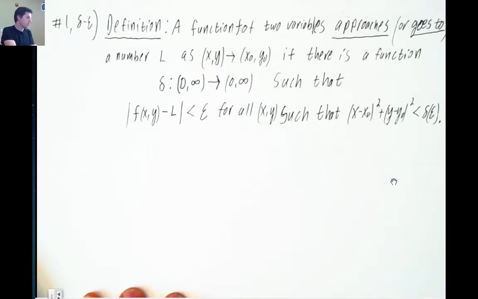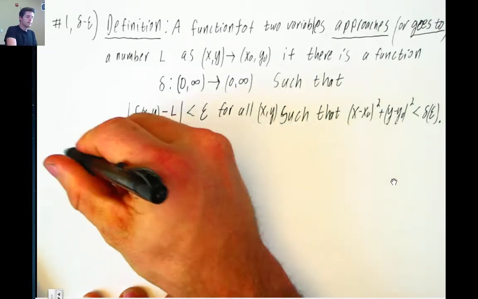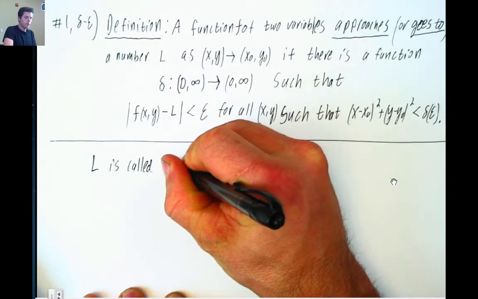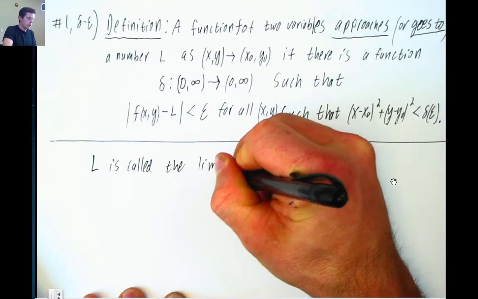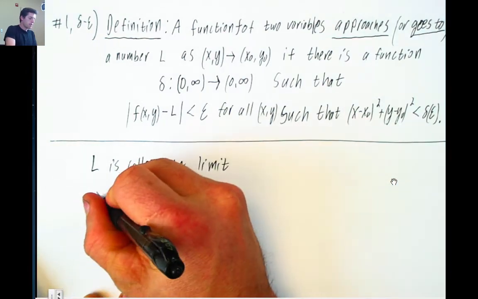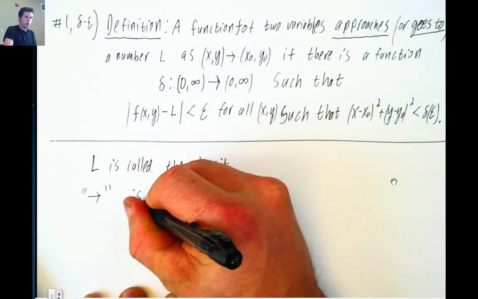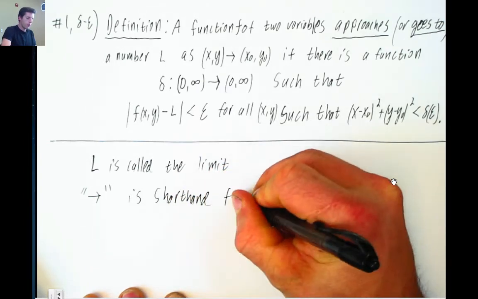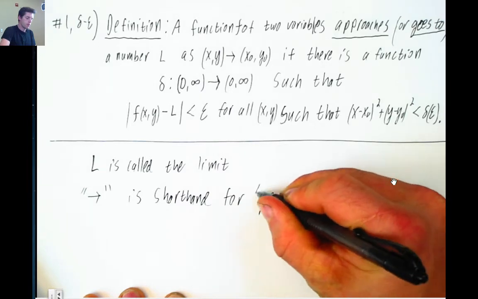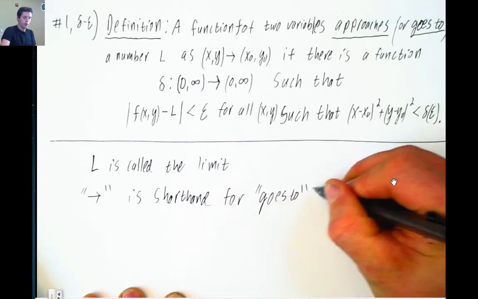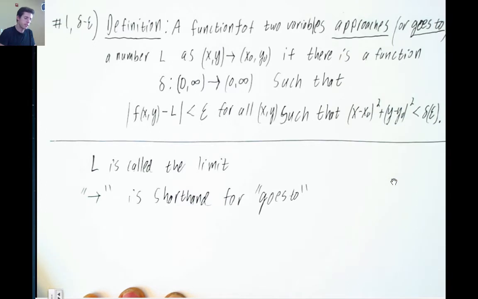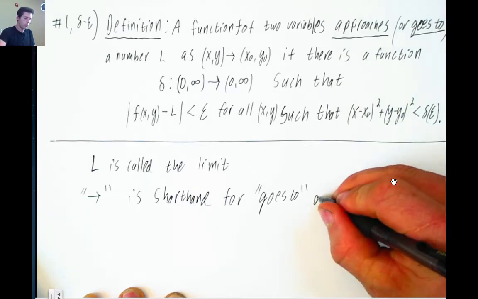All right, so let me just review some shorthand. L is called the limit. This symbol is shorthand for goes to, or the thing we're primarily defining up here. These are two things I'm simultaneously defining as synonymous. Shorthand for goes to or approaches.